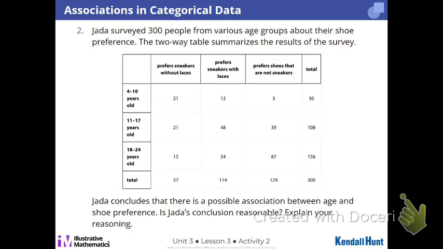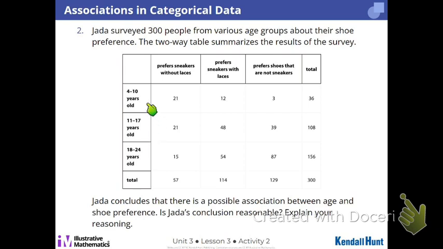All right. Okay, next up, Jada surveyed 300 people from age groups, and she's making a claim. She's saying there is association between the age someone is and the type of shoe they prefer. I want you to support or deny Jada's claim by looking at your data to see if there is an association or not. Again, let's take a vote. Who thinks there is a possible association between age and shoes? So, to save time, I'm not going to find actual percentages. We'll just estimate some percentages.